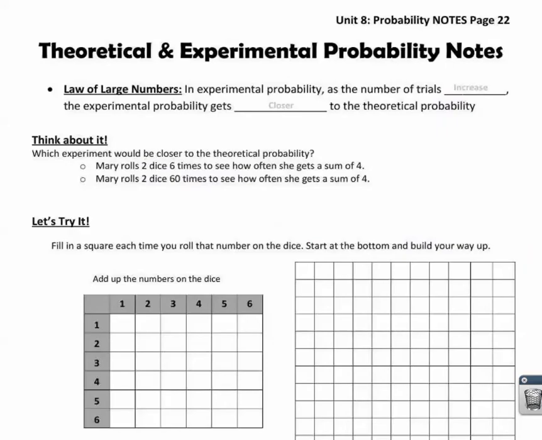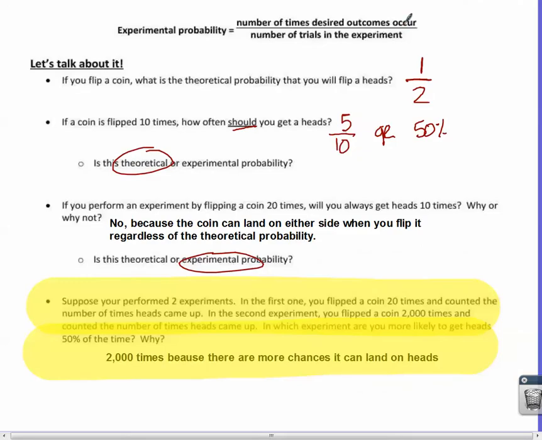The law of large numbers states that as the number of trials increases, the experimental probability gets closer to the theoretical. So in the example that we were just talking about, if you flip a coin 20 times versus 2,000 times, which one would be closer to the 50% of the time of heads being there? It would be 2,000, because you have performed more trials, so the closer it's going to get to your theoretical probability, which is you will see heads 1/2 of the time, or 50% of the time.